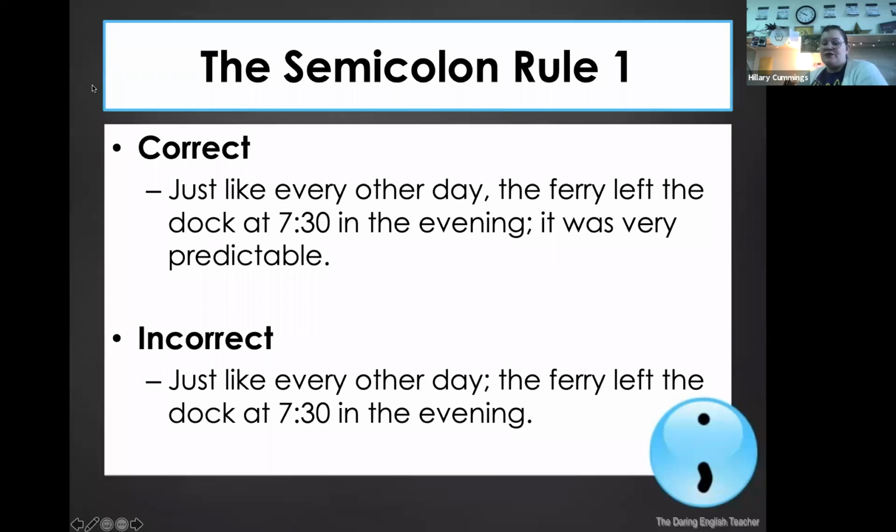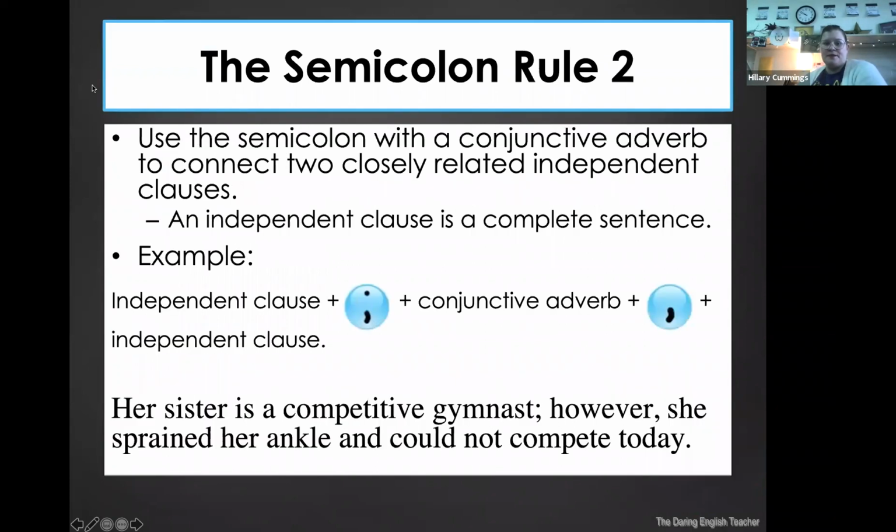So look at the incorrect form down here: just like every other day, semicolon. "Just like every other day" isn't an independent clause, right? So we can't have the semicolon there.